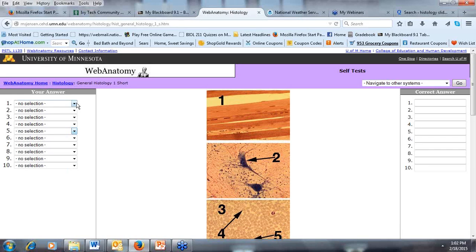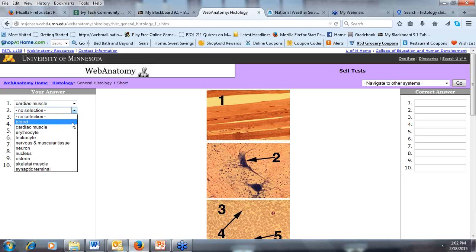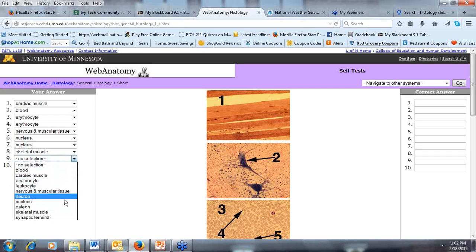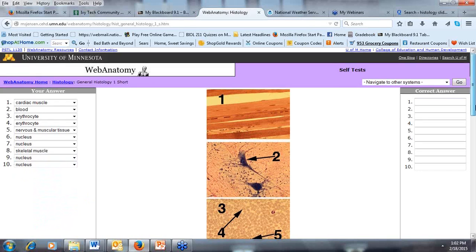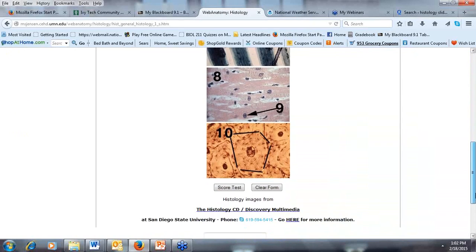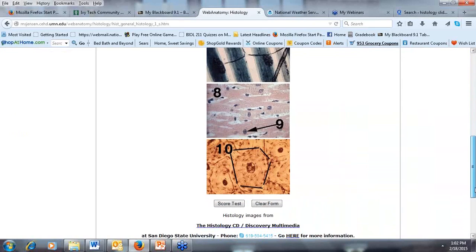And so, for example, I won't even look, I'm just going to randomly put in some answers to these slides to the right. And after you do that, you can check your answers, which is kind of nice too. It lets you know what you need to study more. So here's the pictures of the histology slides 1 through 10, and like I said, I didn't even look at them. I just randomly picked answers for you to look at.